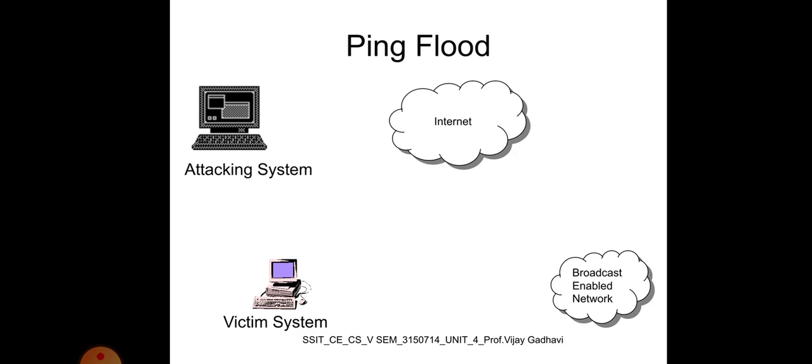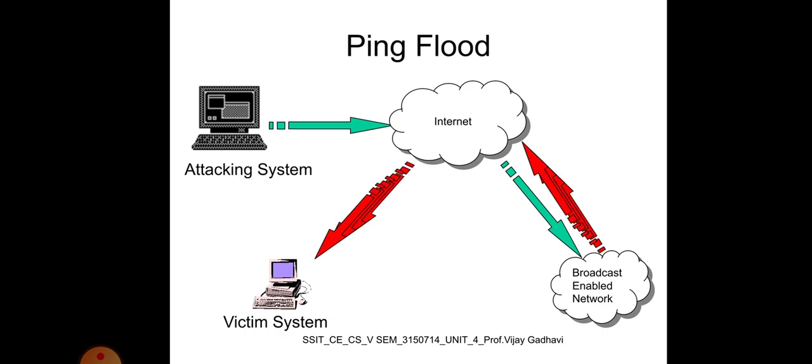And what is ping flood? The attacking system uses your network and, through the internet, gains unauthorized access. Here we see in the victim system, someone accesses your system and reads all the data. Here we see the structure: the attacking system goes to the internet, enters your network, gets unauthorized access and steals your data. It directly attacks the victim system.